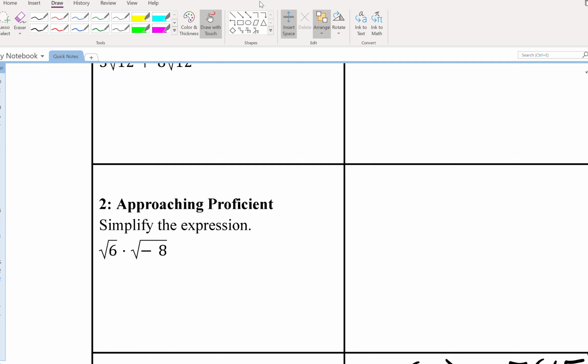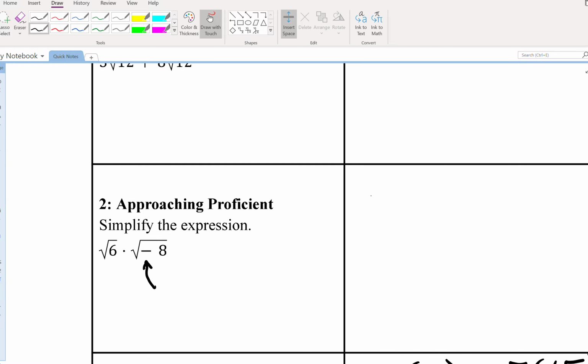A video on how to perform operations on radicals. And this is the approaching proficient level for this test. For this particular problem, we're going to take the square root of 6 and multiply it by the square root of -8. When you have a negative under the radical, you should always remove that first.